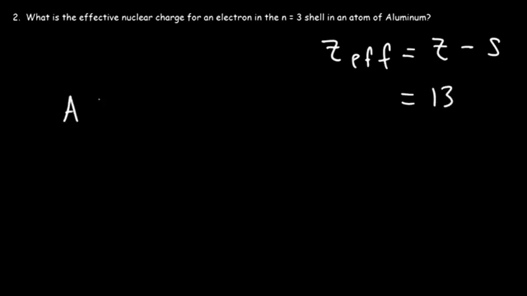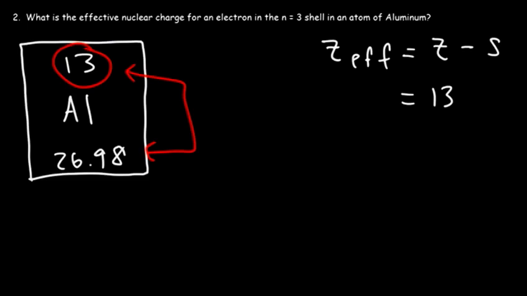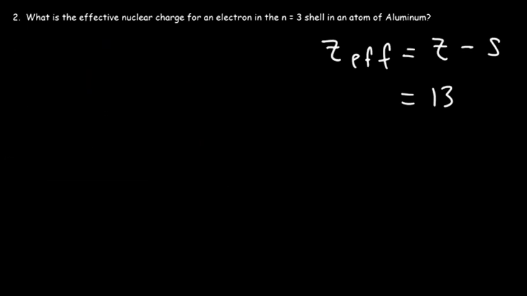So if you go to the periodic table, you'll see 13 above aluminum and 26.98 below it. 26.98 is the mass number. This is the atomic number. It's a whole number, and it's the smaller of these 2 numbers. So that's where you could find it in the periodic table. So there's 13 protons in the nucleus of an aluminum atom.